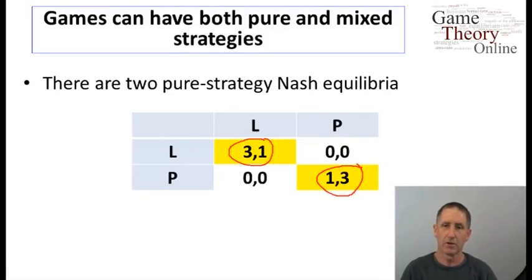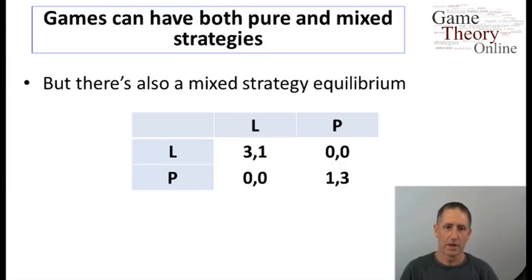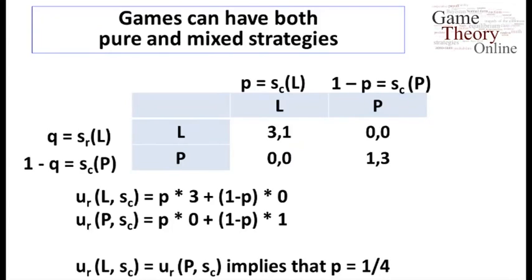But is there also a mixed strategy Nash equilibrium? Well, let's take a look. We go through the same reasoning as we did before. We say, let's assume that we are both mixing both strategies of ours with some finite non-zero probability.